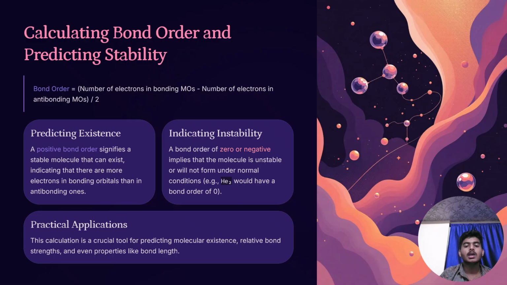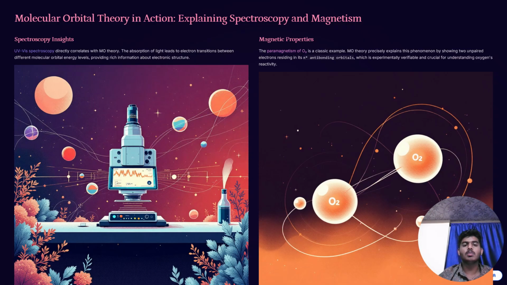A bond order of 0 or negative implies that the molecule is unstable or will not form under normal conditions. Example, He2 would have a bond order of 0. Practical applications. This calculation is a crucial tool for predicting molecular existence, relative bond strengths, and even properties like bond length. Molecular orbital theory in action, explaining spectroscopy and magnetism.